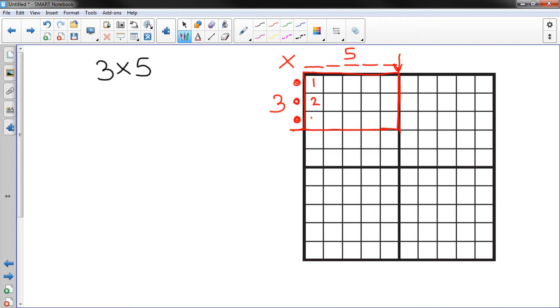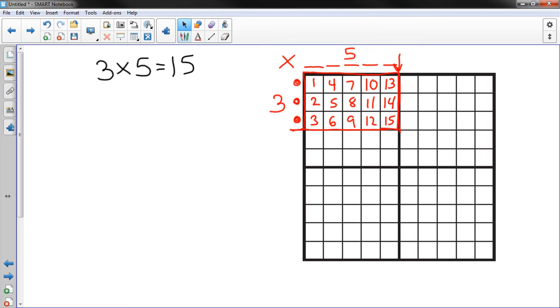1, 2, 3, 4, 5, 6, 7, 8, 9, 10, 11, 12, 13, 14, 15. So my answer is 15. It's the answer to 3 times 5, visually using the area model. That's really how it works. It's pretty easy once you get the hang of it. Let's try another one.